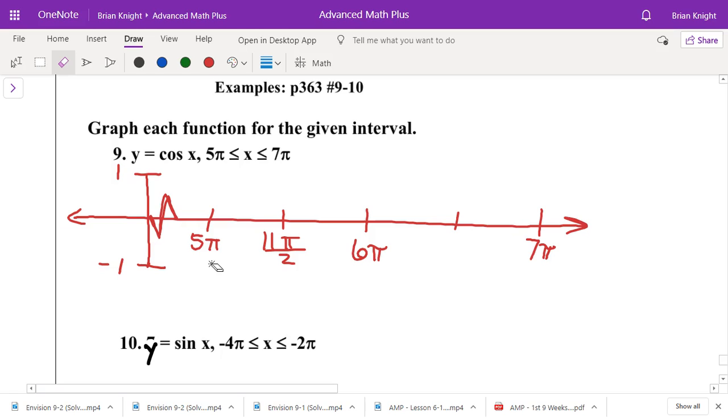Ma'am? Is it because like we're halfway to 11? Correct. So 5 pi is the same as 10 pi over 2. Okay? 6 pi, or excuse me, 12 pi over 2 is 6 pi. And we're going halfway between 5 pi and 6 pi. So what's halfway between 10 and 12? 11. What's halfway between 10 and 12? 11. So this is 11 pi over 2.